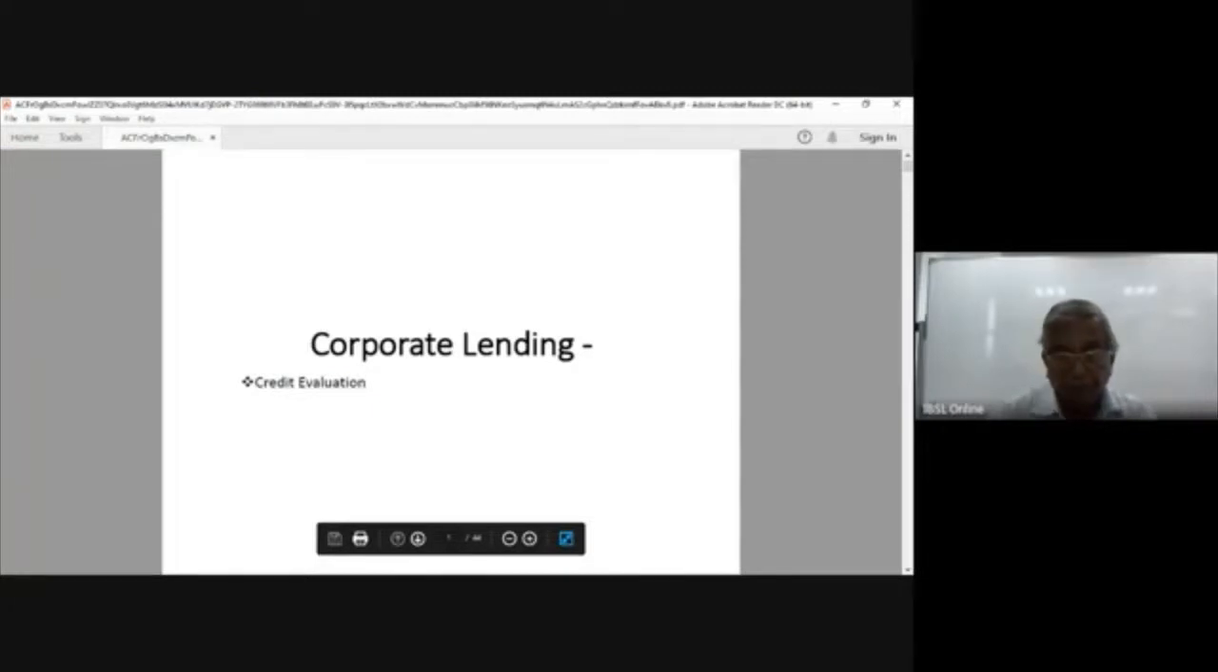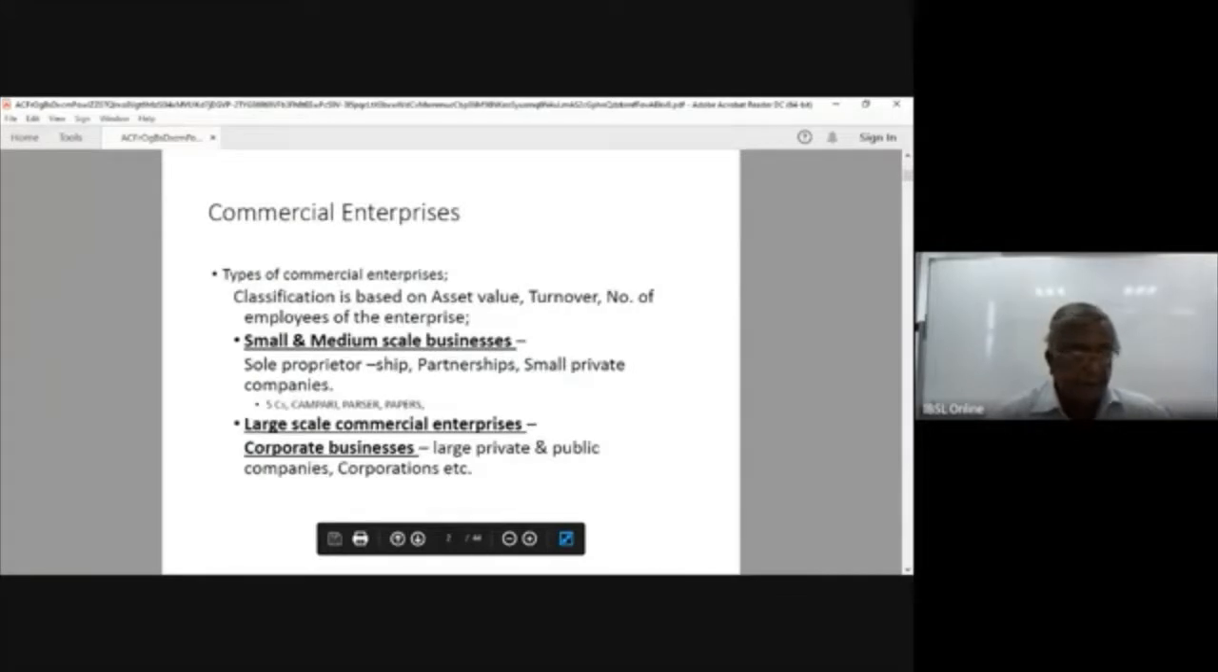Today we are going to do another session, corporate lending. We are going to discuss corporate lending. So corporate lending is granting facilities for corporates. The corporates are commercial enterprises. When we say commercial enterprises, we can have different types of commercial enterprises. You can classify the commercial enterprises.